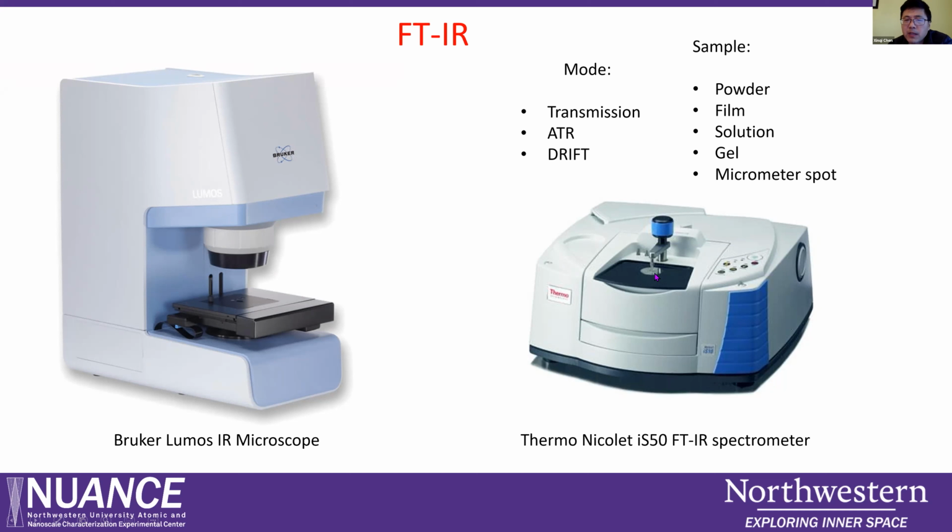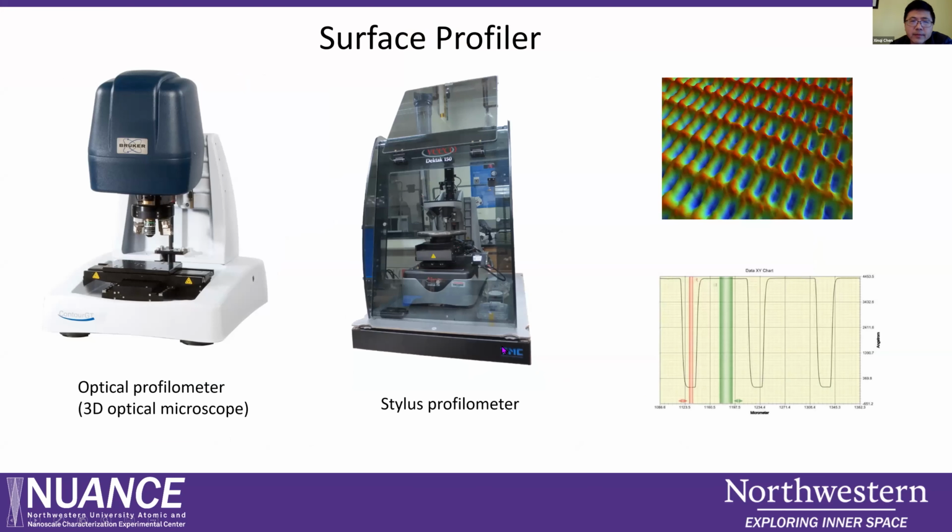If you have small samples, a very thin film or a small spot, you want to use a microscope. You can take an image, locate different areas, and take FTIR from a specific spot. This is very easy to use and very useful. We also have ATR, which needs almost no sample preparation and is very easy to use.